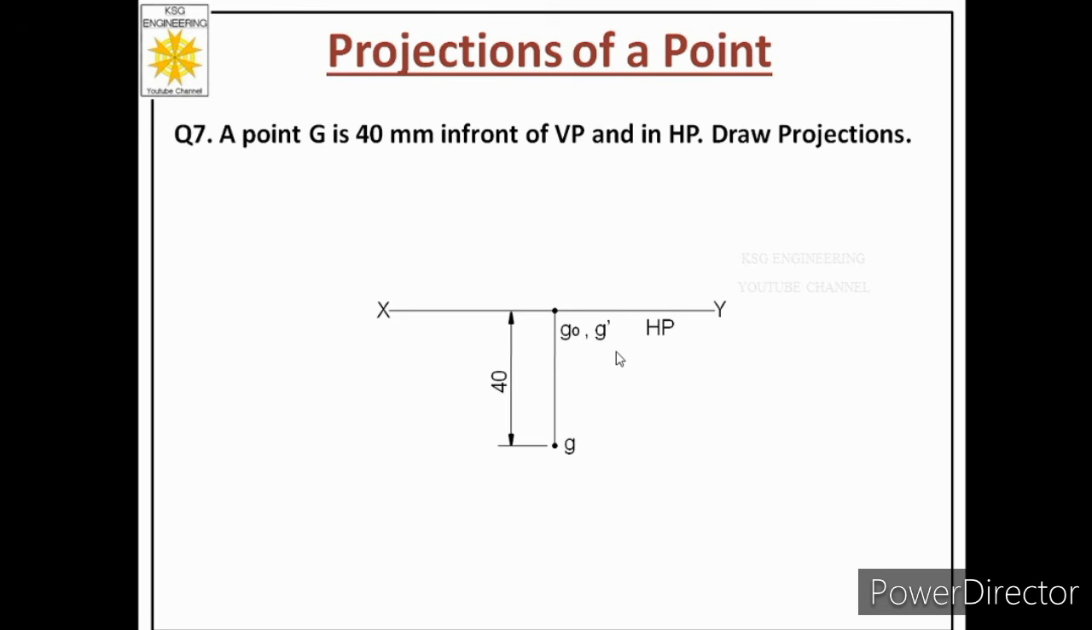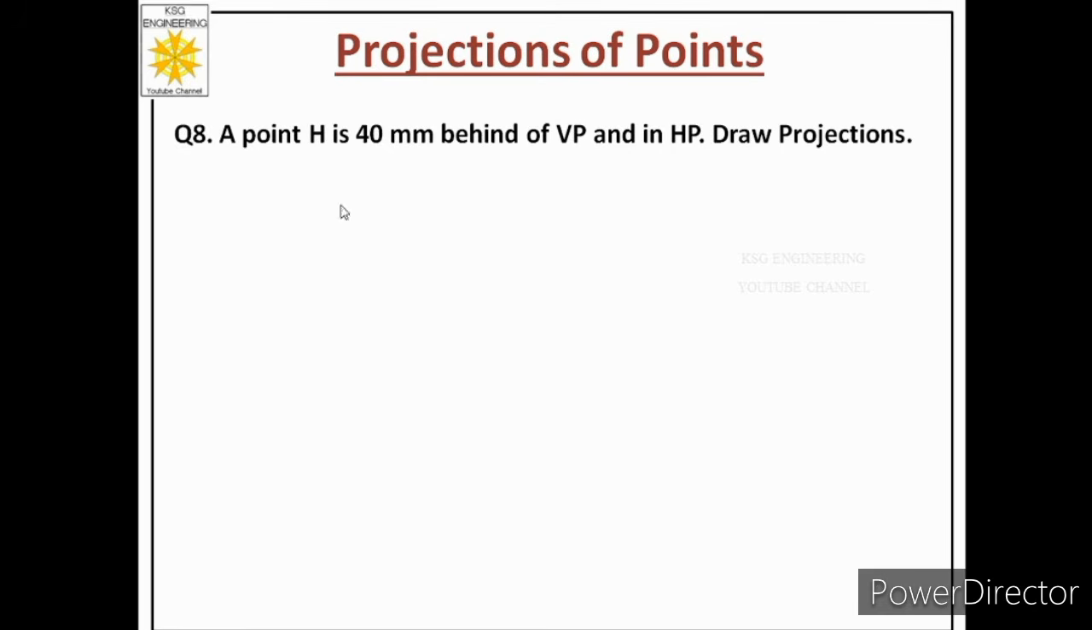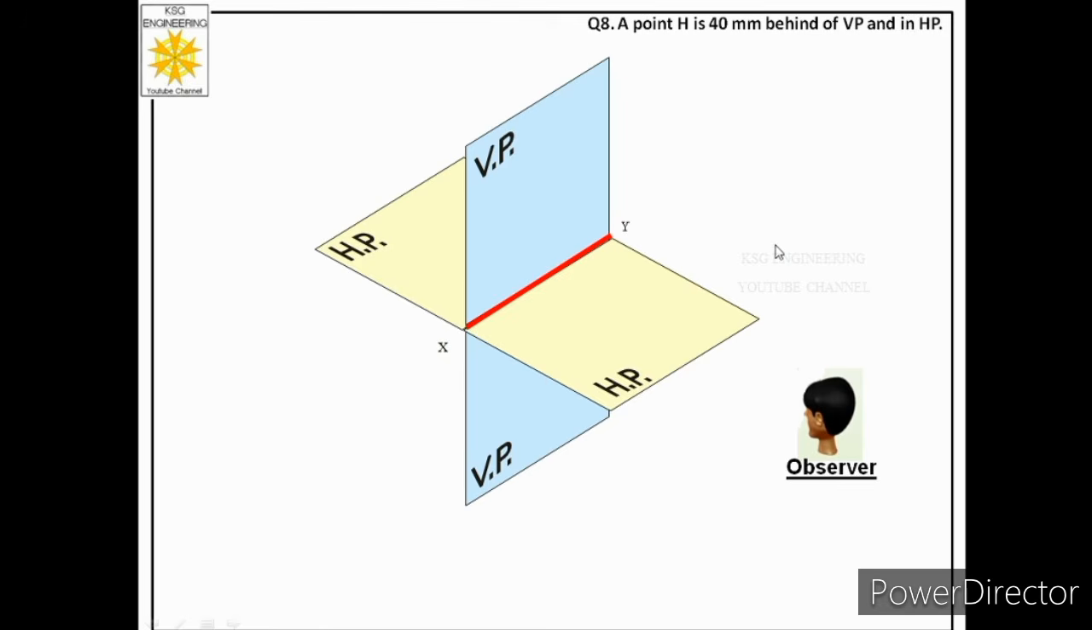Now let us discuss eighth case of projections of point. So let us read the statement. A point H is 40 mm behind VP and in HP. Draw projections. So let us understand this through quadrant system. Over here quadrant system is shown.